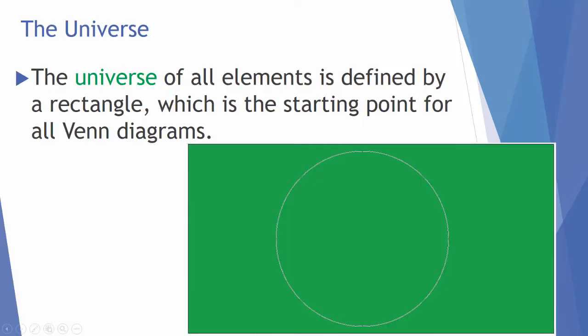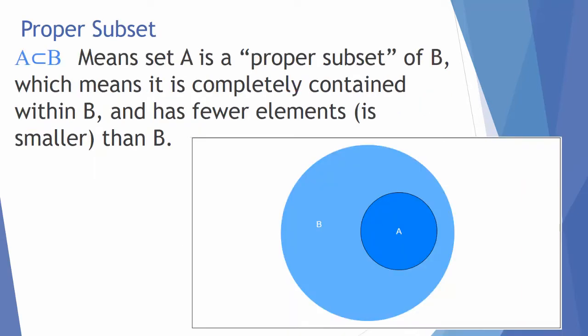Okay, so for starters, the visual representation of the universe. We represent the universe with a big rectangle, and that contains all of the elements that are available for our subsets. And that's the starting point for all Venn diagrams. Now, a set within the universe is represented typically by a circle, and we can call that circle A or B or C or whatever the name of the set is.